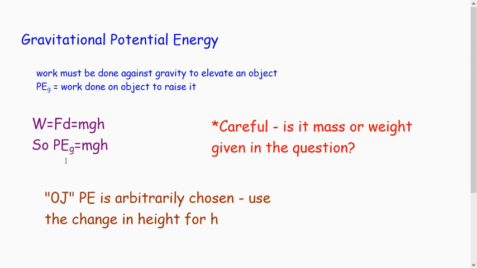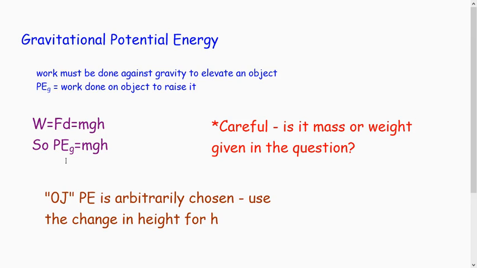You do need to be very careful when you're plugging into this equation. It's mass times gravity times the height. However, sometimes questions might give you the weight of an object, which has already multiplied the mass times the acceleration due to gravity. So we can also call it weight times the change in height.